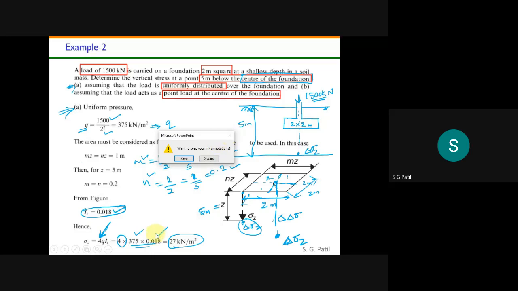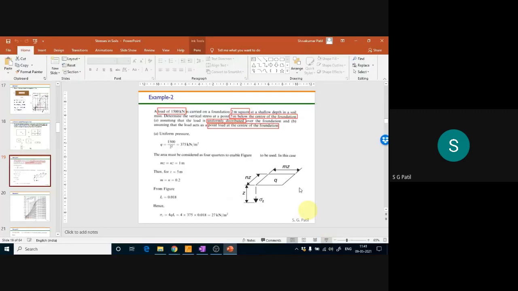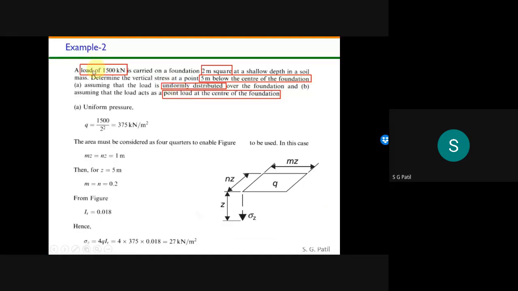So there is another part here. The second part is there. What is the second part? In the first part we calculated the stress increase by assuming uniformly distributed load. Okay, so in the second part they are asking you to find out the stress increase by assuming this 1500 kilonewton as a point load.